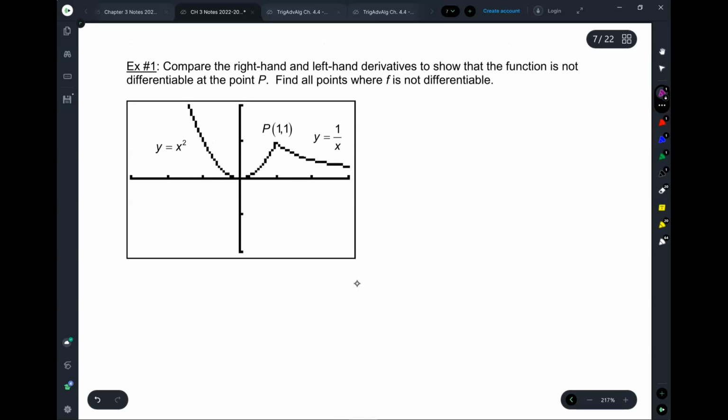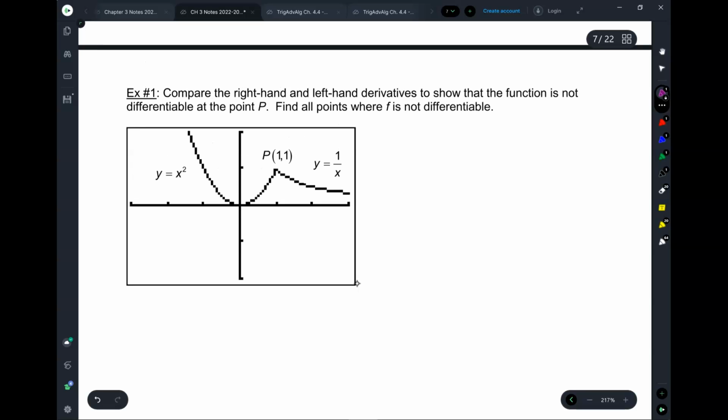Okay, so let's look at the left and right hand limits here and find where f is not differentiable. If you look here, you have y equals x squared, and we know that y equals x squared is differentiable everywhere. Here we have 1 over x. And then here there seems to be a point. When you have two different functions connected to each other, that's another example of a corner.